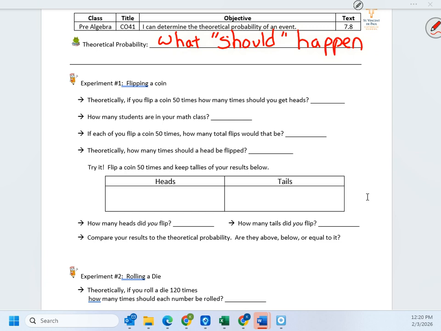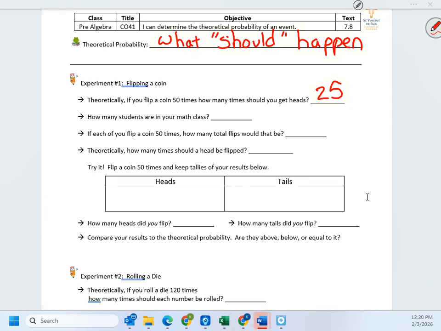What do you think, Colton? 45. Why? Because it's 50-50. Yeah, there's two possible outcomes for flipping a coin, right? You could get heads, you could get tails. So if you flip it 50 times, half of those times would be heads and half of those times would be tails. So you should get 25 heads.